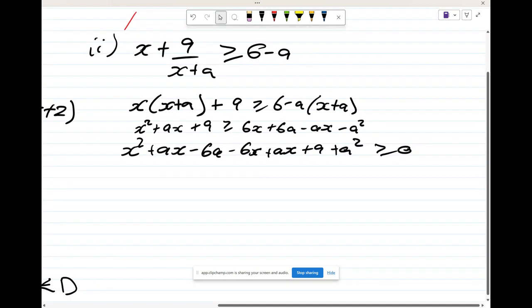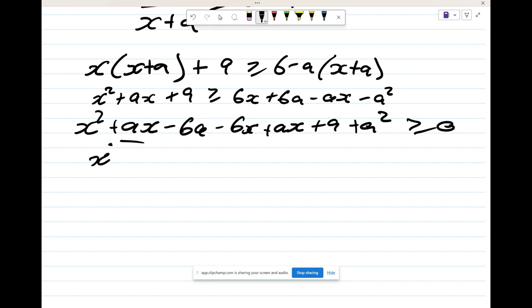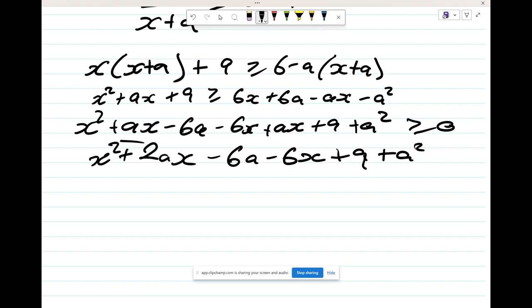Okay, so we want to turn this into a perfect square. It all looks a bit messy, but we see that we have similar terms. So let's add those together. We can add an ax and an ax. So that'll give us x squared plus 2ax. Then we're going to have a 6a and a 6x. We can't add them. Then we're going to have a 9 and an a squared.